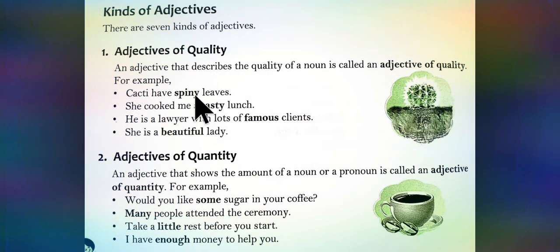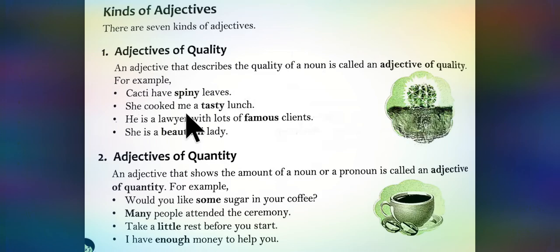Now let's study about kinds of adjectives. Basically there are 7 kinds of adjectives. Now let's study about them all one by one. The first is adjective of quality. An adjective that describes the quality of a noun is called an adjective of quality. Let's try to understand with a simple example. Example: cacti has spiny leaves.